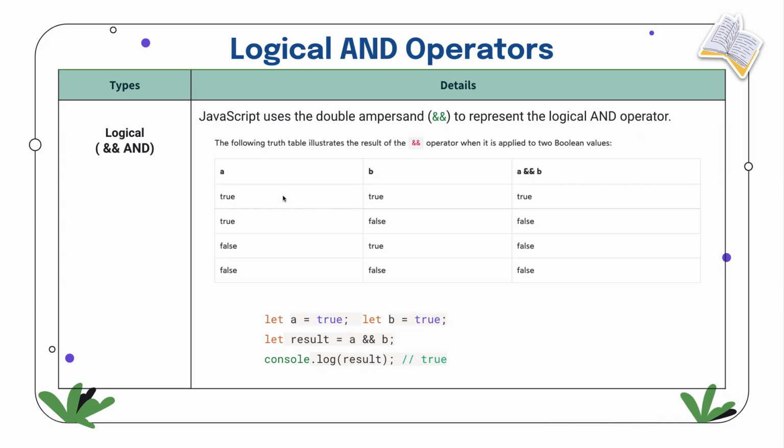In the AND operator, you can see we have a truth table which says if the first value is true and the second value is true, the result will be true. If either of the values is false, like here the second value is false, the result will always be false. If both values are false, definitely the result will be false. Okay, so these are the logical AND operator rules.